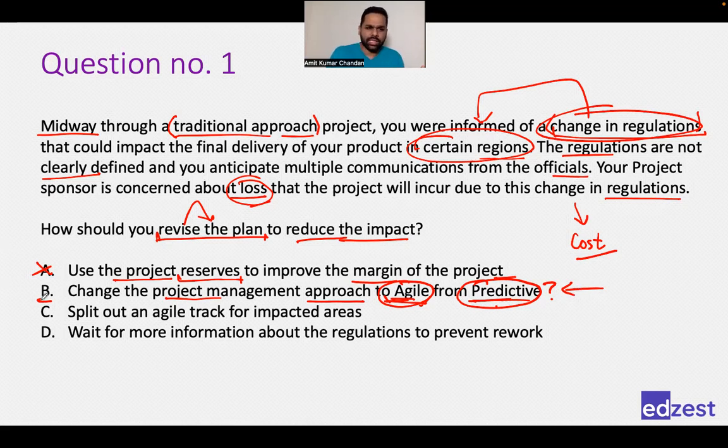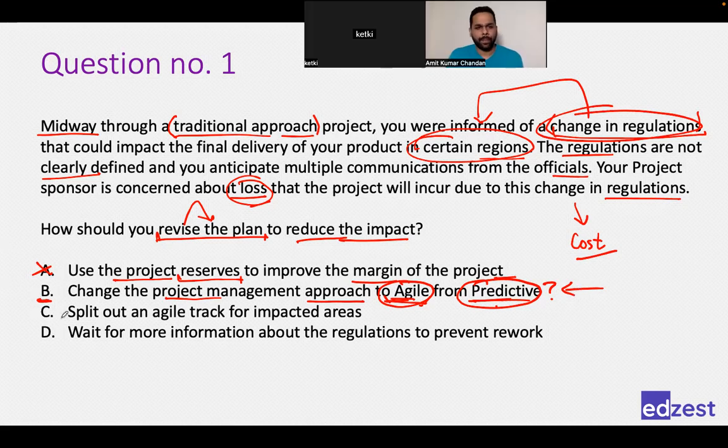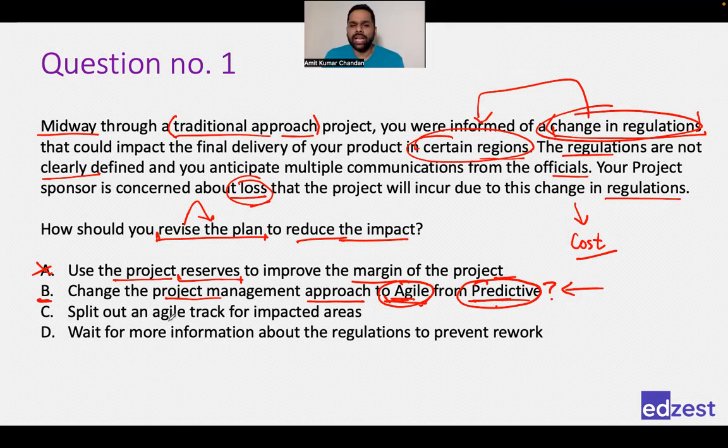So for now, let us park it. Then we go to C. Okay, split out an agile track for impacted areas. Now this is saying that if there is a certain region that is getting impacted, then we should do agile in that impacted area only. Let others follow the same thing, because there is no change in other areas.